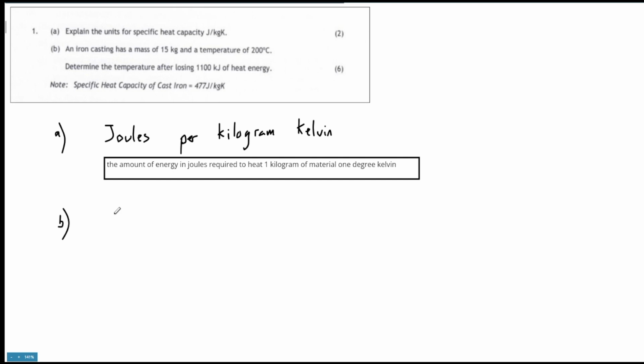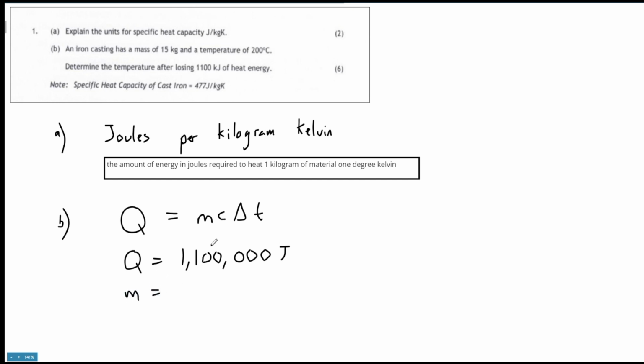Well, if it's using heat energy, we're going to be using Q = mcΔT, which is energy equal to mass times the specific heat capacity of that material multiplied by the change in temperature. So they've given us, we'll state our units. We've got 1100 kilojoules, so we better put that into regular joules, which makes it 1.1 million joules. The mass is going to be 15 kg. That's fine, we can keep it. We're keeping everything in standard units.